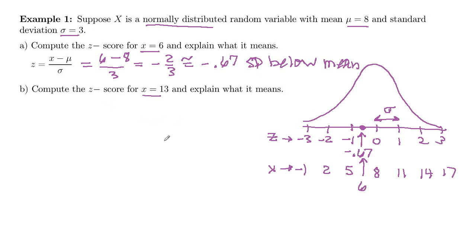Z-score for x equals 13. So your z again is x minus mean over standard deviation. So that's going to be 13 minus 8, our mean, divided by 3, the standard deviation. So 13 minus 8 is 5, divided by 3, so 5/3, that's 1 2/3, so about 1.67, and that is positive, so that means 1.67 standard deviation units above the mean.